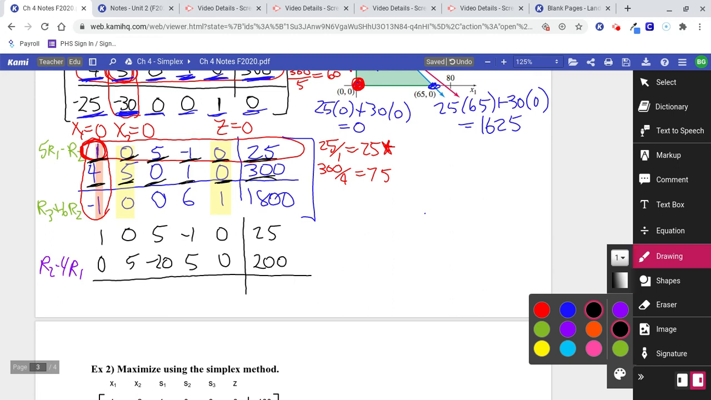Underlined. Bottom row, -1. I got to get rid of a -1 using a 1. Well, that's easy. We just add row 3 plus row 1. Add them. Let's do green. -1 plus 1 is 0. 0 plus 0 is 0. 0 plus 5 is 5. 6 plus -1 is 5. 1 plus 0 is 1. 1800 plus 25 is 1825. Well, that number looks familiar.